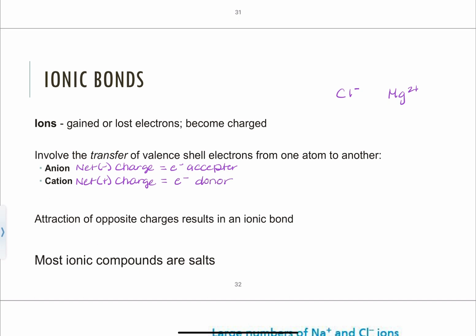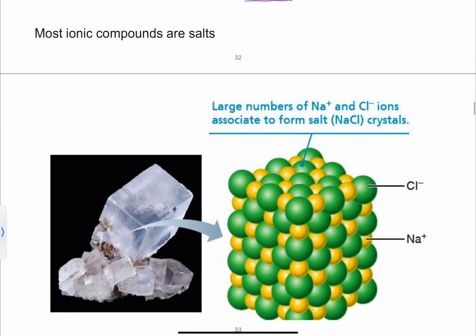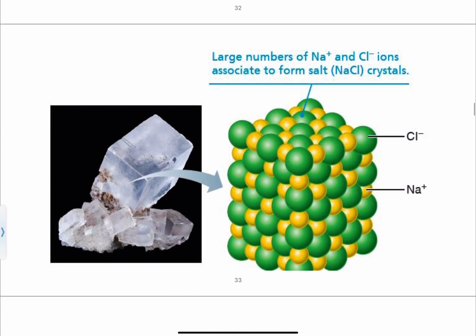Once we transfer the electrons, so one gains and one loses, and they have these positive and negative charges, one becomes the anion and one becomes the cation, and those two ions are attracted to each other. So the opposite charges attract each other, and that's what creates the ionic bond. Most ionic compounds are salts. So a really good example of an ionic bond would be that formed between sodium and chloride, which is commonly known as sodium chloride, which is table salt.